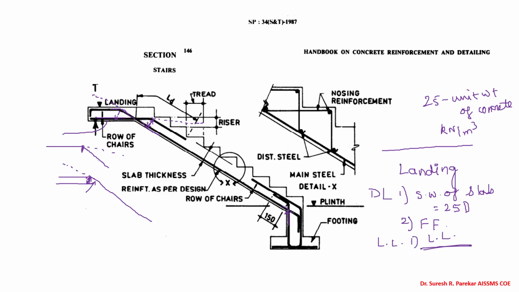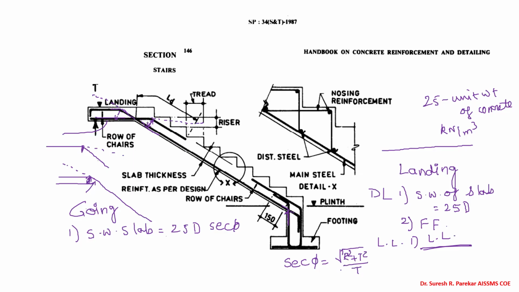So we have these loads on what we call the landing. If I say what are the loads on the going, then on the going we first have the self weight of slab. Now what is the formula? We have 25 D sec phi. And now what is sec phi? Sec phi is equal to root of r square plus t square upon t. Now how this comes, I already explained in the class. You can go through this, and this value is always greater than 1.